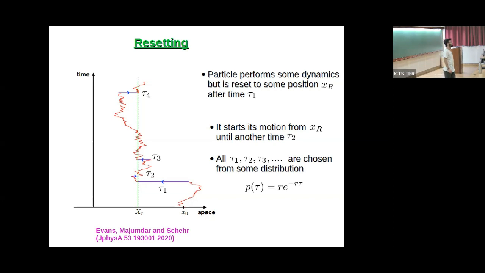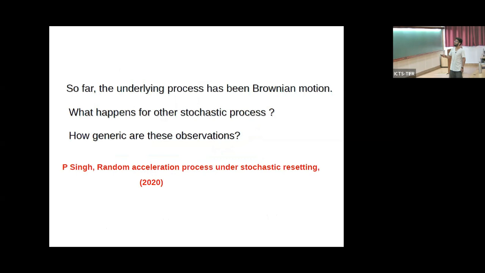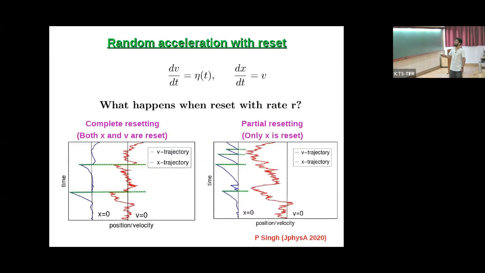So why didn't you consider velocity-only resetting protocols? You had two of those resetting protocols, right? Where you reset either position and velocity or position alone. Is there a simple reason why velocity alone is not reset? See, this velocity is just like Brownian motion. If you reset this velocity, then you'll get the results for Brownian motion, right?